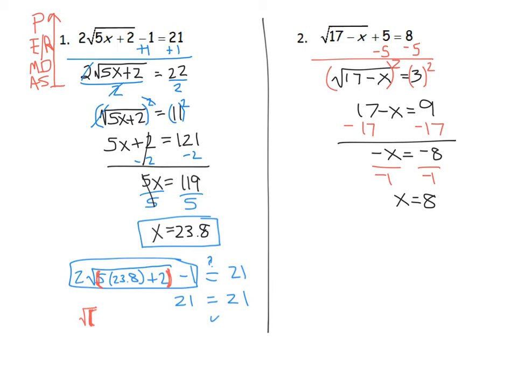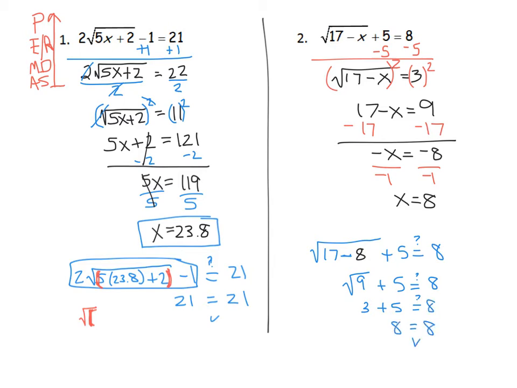And let's double check that this answer works in our original equation. So we have 17 minus the x value that we just got, which was 8, plus 5 equals 8. And the question is, does it? So 17 minus 8 is 9. So we have the square root of 9 plus 5. Does that equal 8? The square root of 9 is 3, and 3 plus 5 is in fact 8. So 8 equals 8 checks out, and therefore x equals 8 is our solution.